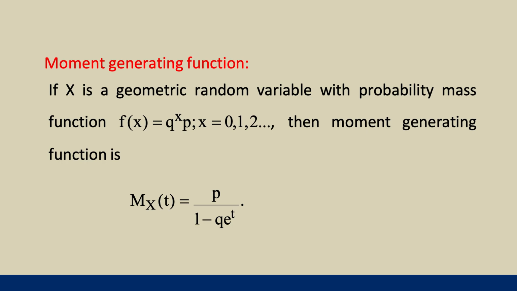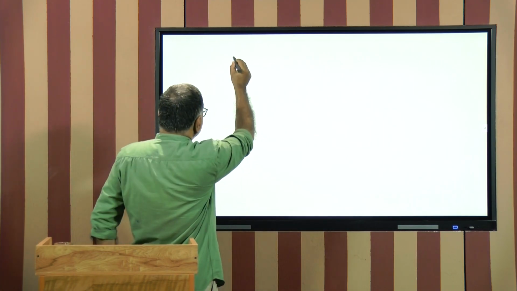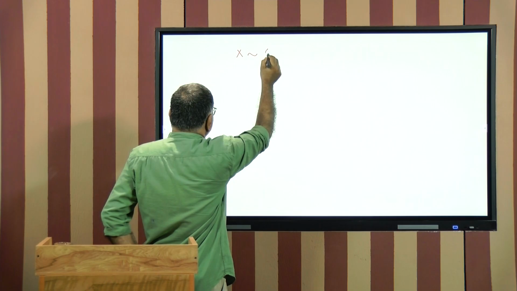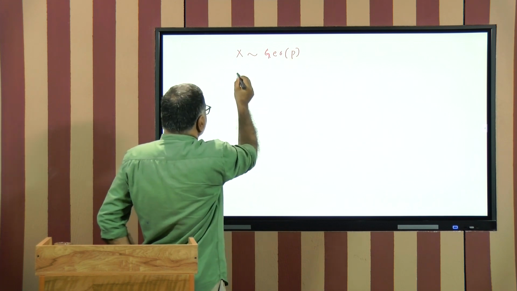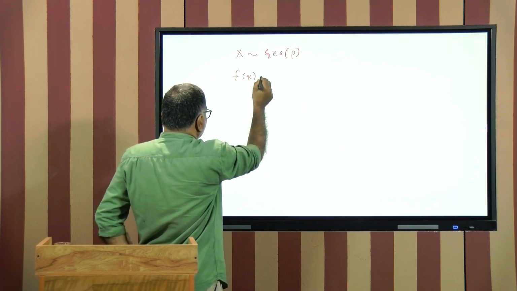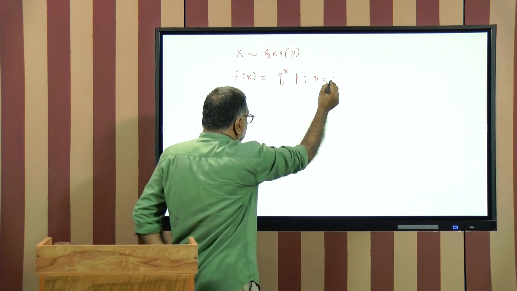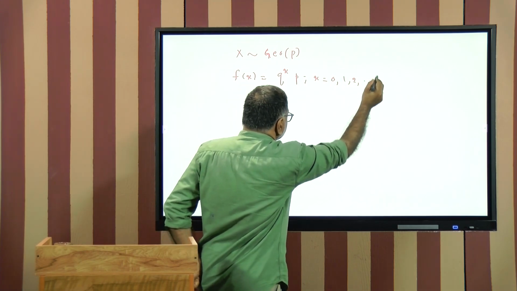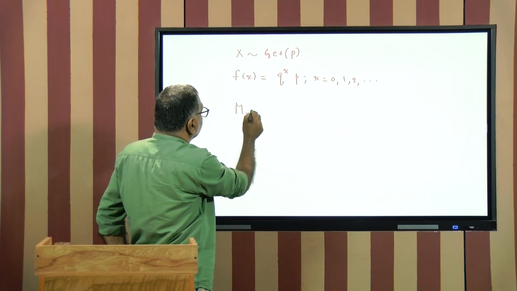Again, if X is a geometric random variable with parameter p, then we know the probability mass function, and we are going to find the moment generating function. You are given X, a geometric random variable with parameter p, so f(x) = q^x p, where x = 0, 1, 2, etc. Our aim is to find the moment generating function M_X(t).